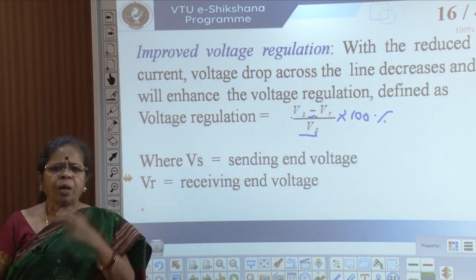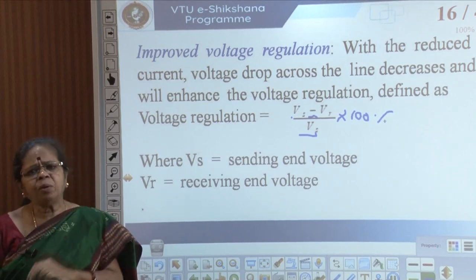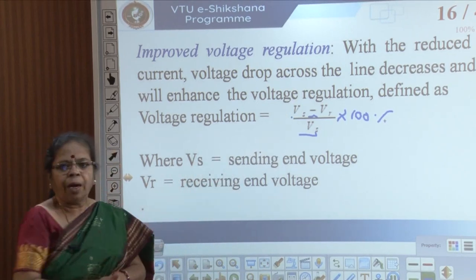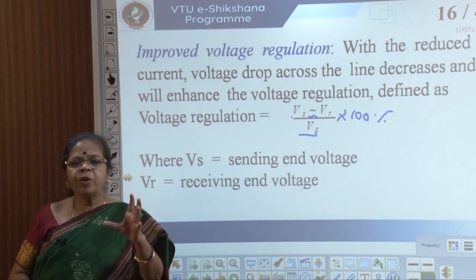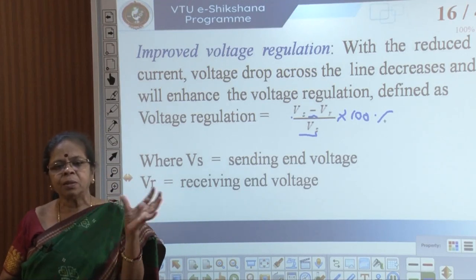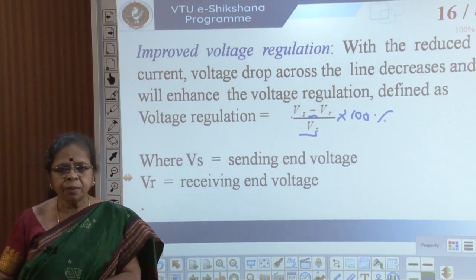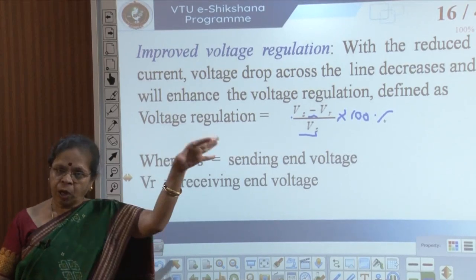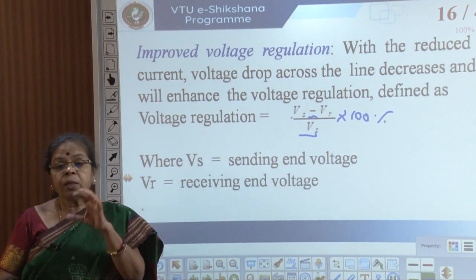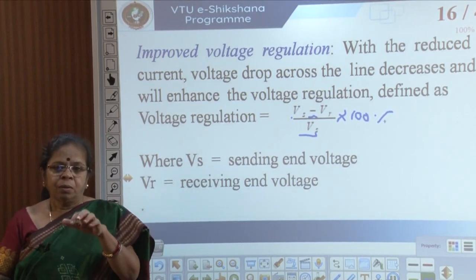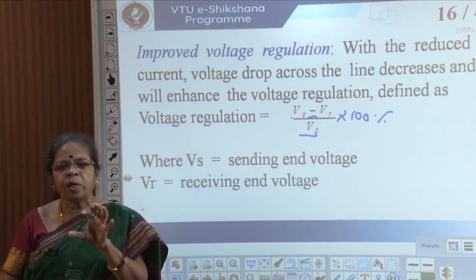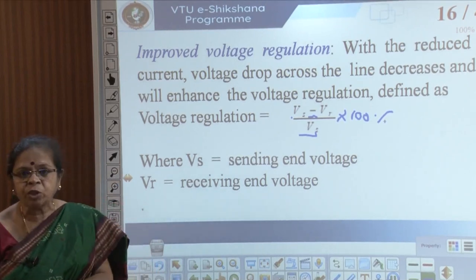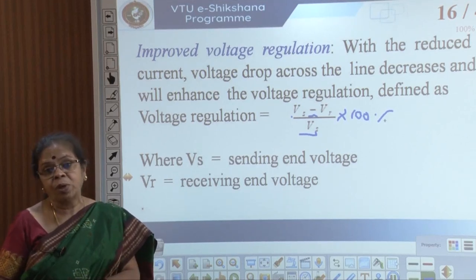Now, would you want a low value or a high value? Obviously, I want a low value, because if I have a high value, what does it mean? This quantity will be high when the numerator is high. Numerator is high means the difference between the sending end and receiving end voltages is large, which is not desired. So, to have a voltage of say 230 volts, I need a much higher voltage if my regulation is large. So, in operating any system, our aim should always be to have as low a voltage regulation as possible. In the subsequent courses in power systems, you will see how you can improve the voltage regulation.